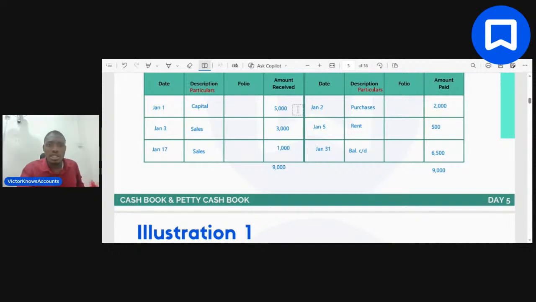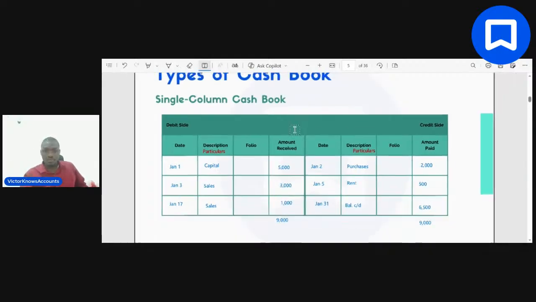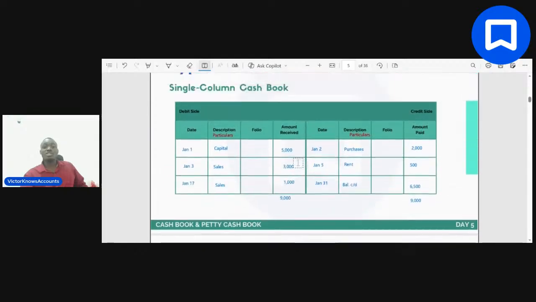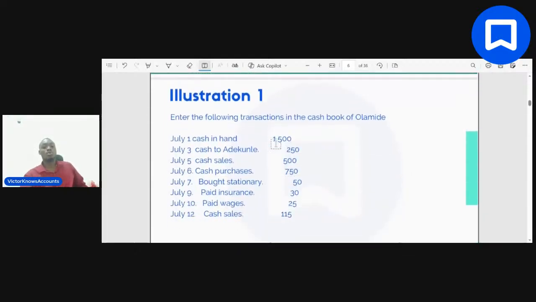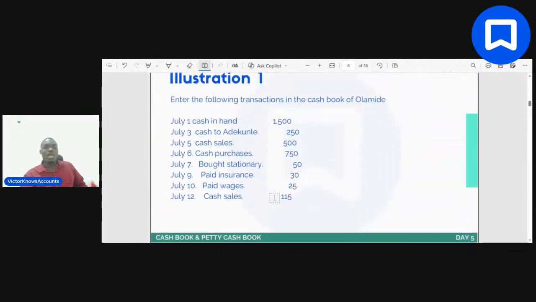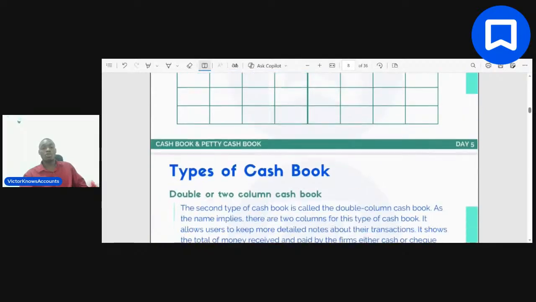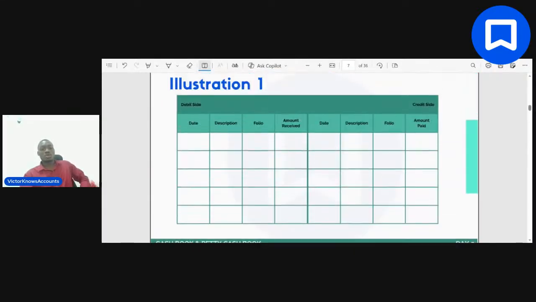All right, then let's continue. So that's that for your single column cash book. You would see that for single column cash book, there is just one column for cash. You would notice that every amount that we received or was paid was under just one column. But when we get to the double column cash book, that's actually the difference between this one and the double column. Is that fine? Now, let's do this illustration of single column cash book before we move on to your double column cash book.